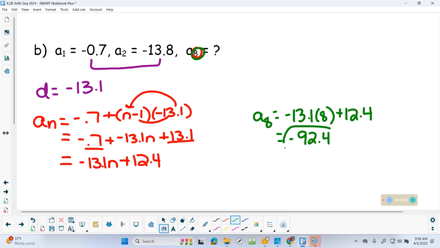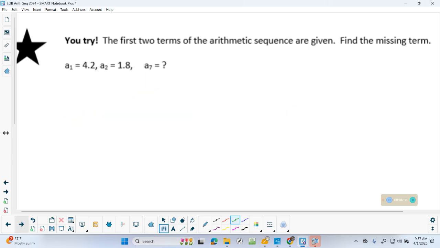So a little quick review of some of the things that we did yesterday. Nothing too crazy or wild on that. Any questions on that? All right, you guys are up. You try this one. There's your first term, your second term. I want the 7th term. You probably want your calculator because of the decimals. So the final answer, of course, is -10.2.